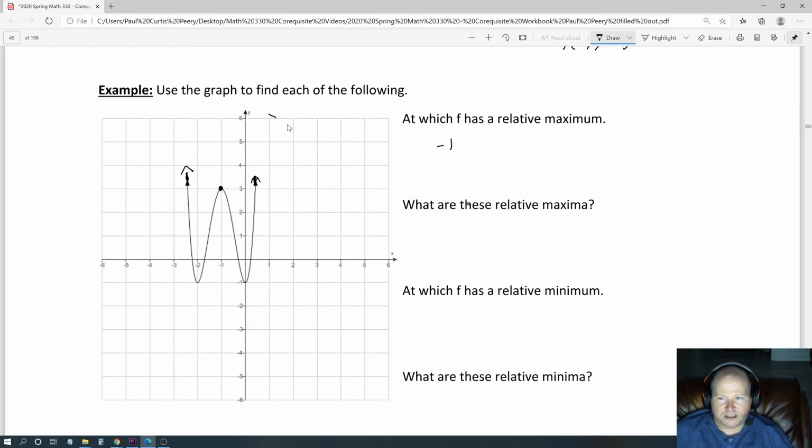What is the relative maximum? Okay, so what is the relative maximum? Well, the relative maximum looks like it is 3. At which f has a relative minimum. Well, it looks like there's a minimum here, and there's a minimum here. Okay, well, it looks like there is at negative 2 and 0. Okay, what are these relative minima? Okay, these relative minima look like they are at negative 1.